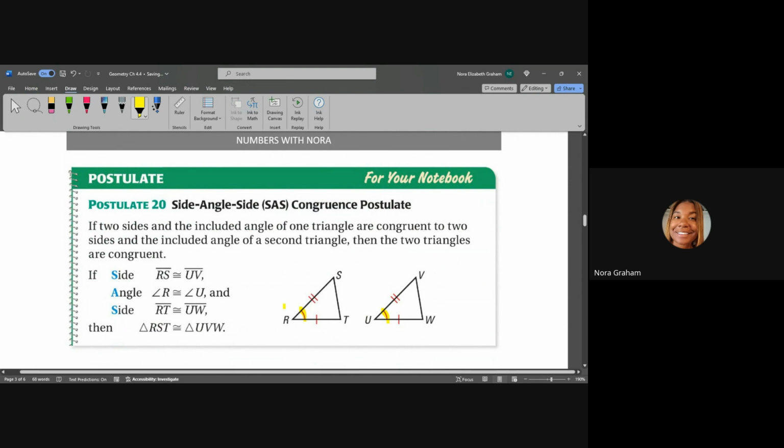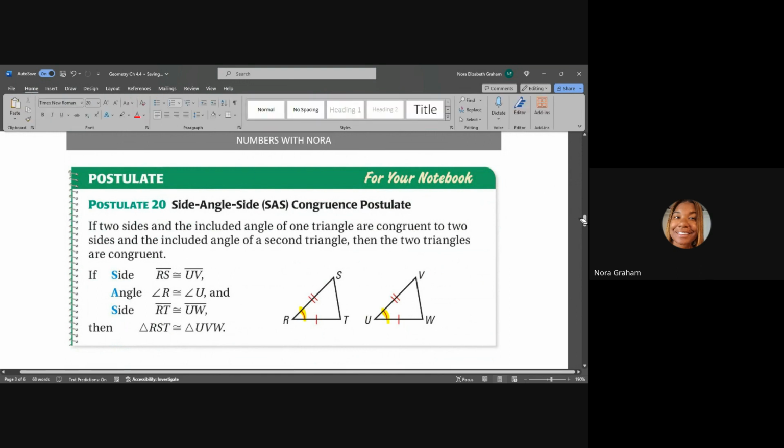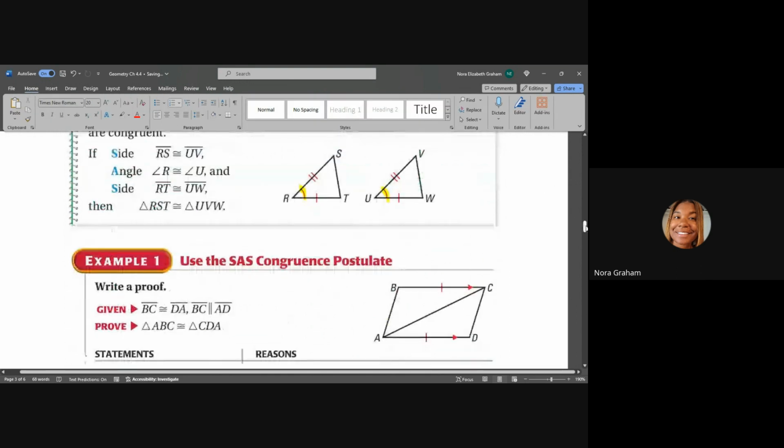So if we have two sides that are congruent, another two sides that are congruent, and we have an angle in between those two corresponding sides, that means that we can use the side angle side postulate, all right? So let's go ahead and hop into an example so we can see side angle side in action.